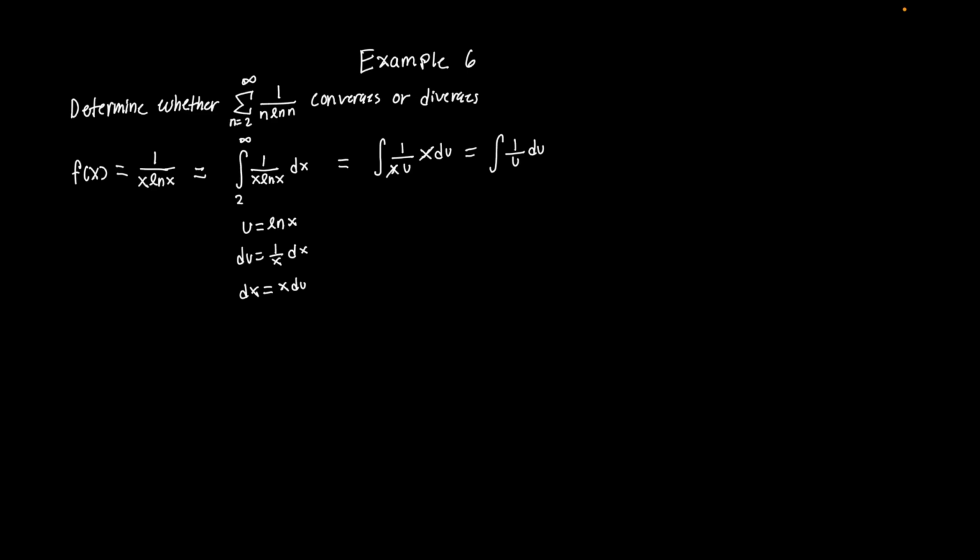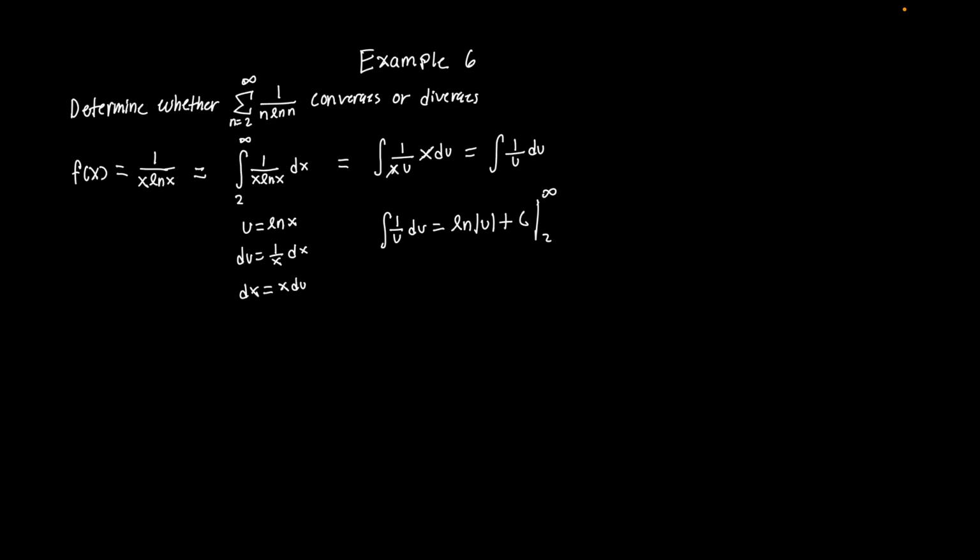Now all you gotta do is plug in the bounds. Oh wait, I'm sorry. We did not take the integral of 1 over u du yet. If you know the antiderivative, the integral of 1 over u du is just the natural log of the absolute value of u plus c. Now we can plug it in from infinity to 2.